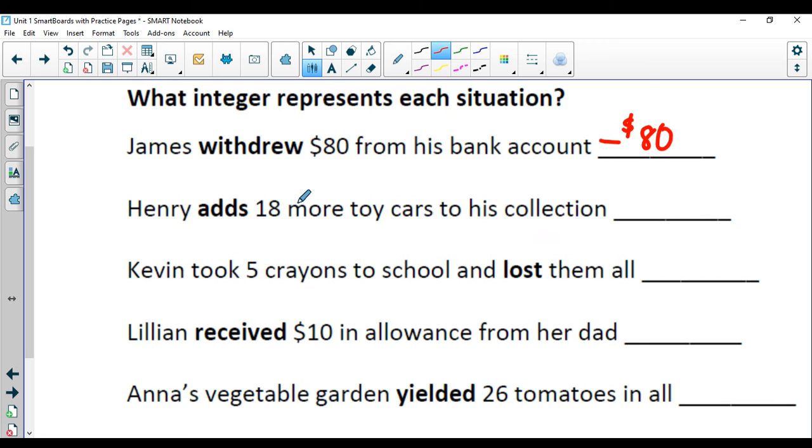Henry adds 18 more toy cars to his collection. Well, adding something is a positive, so that's going to be a positive 18. Kevin took 5 crayons to school and he lost them all. So losing your crayons is going to give you a negative number. Lillian received $10 in allowance from her dad. This was a positive because it got added on to what she already had.